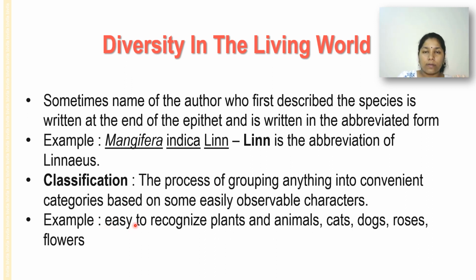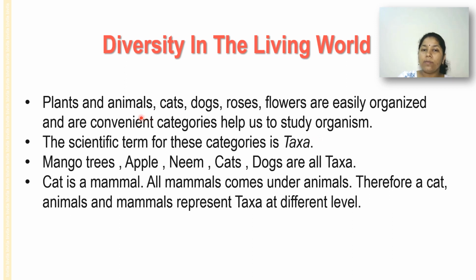For example, plants, animals, cats, roses, flowers, these all are easy to recognize. Plants, animals, cats, dogs, flowers, roses are easily organized, and these all have their specific characters. They are organized based on their specific characters into convenient categories that help us to study the organisms. When we talk about the rose, the image of the rose comes to your mind, right? You don't think of dogs, but easily identifiable characters of the rose come up. Rose means the appearance comes, the color comes. So, they are easily organized based on specific characters, and these are the convenient categories that help us to study the organisms.